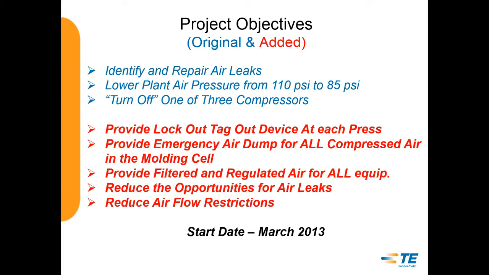As we got into the project, we learned that there were several other things we needed to improve along the way. We wanted to provide a better lockout, tagout device at each of the molding presses. We wanted to provide emergency air dump for all of our compressed air in the molding cell. We wanted to provide filtered and regulated air for all equipment. Reduce opportunities for air leaks, not only reduce the air leaks, but reduce the opportunities for those also. And we wanted to reduce the airflow restrictions to improve the flow of air when we started turning the pressure down. Like I said, we started about March of 2013.